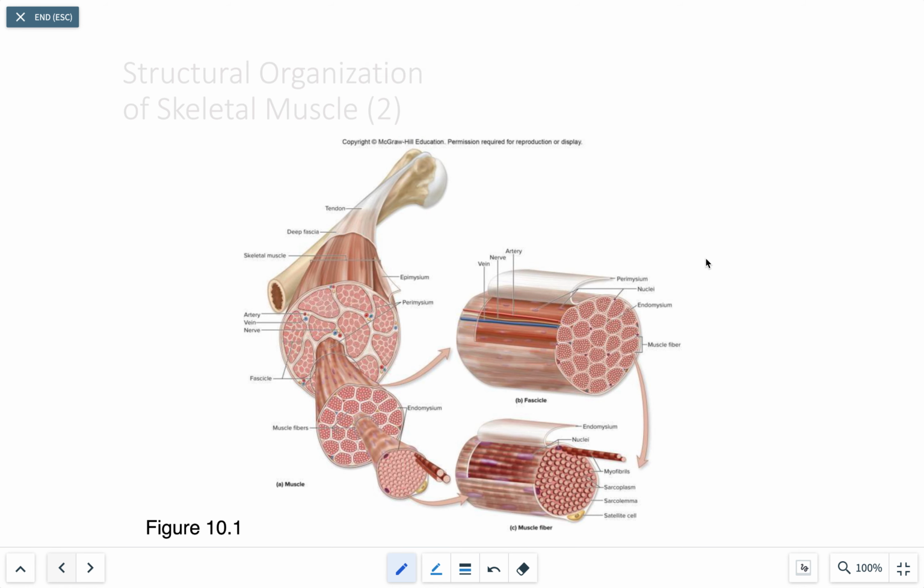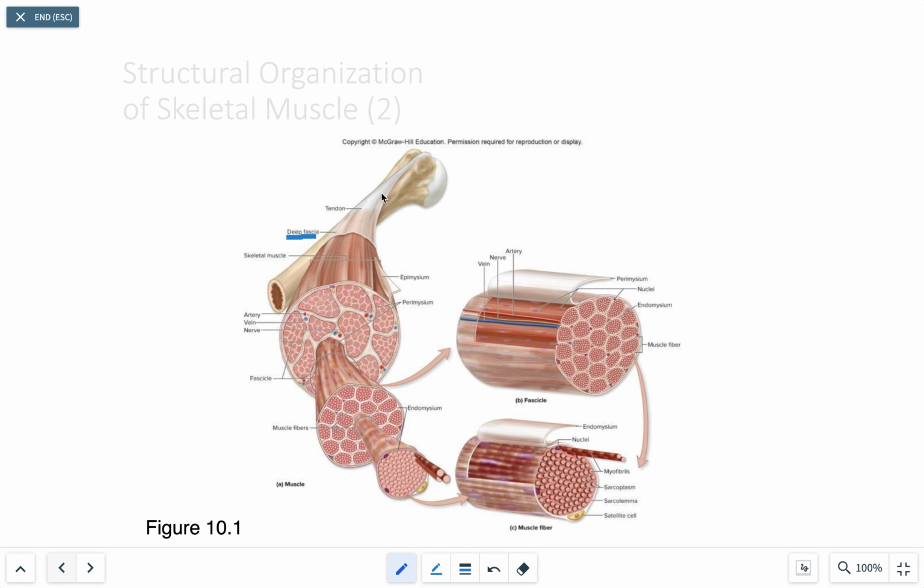Today's lecture is going to be on the structural organization of skeletal muscle. When we're looking at connective tissue components, the first area, or the most superficial area that we'll focus on, is the deep fascia. This expansive sheath of dense, irregular connective tissue has a main job of separating individual muscles.